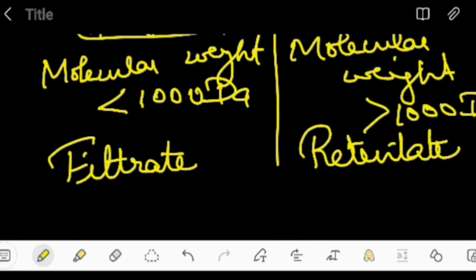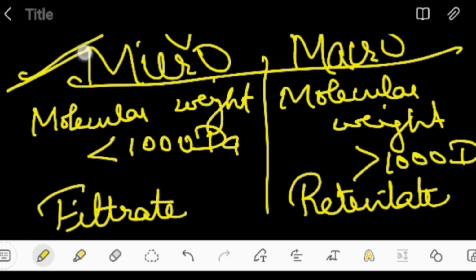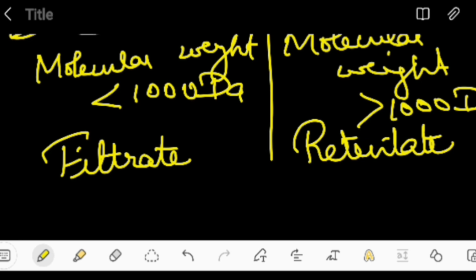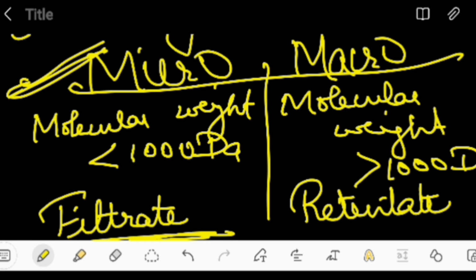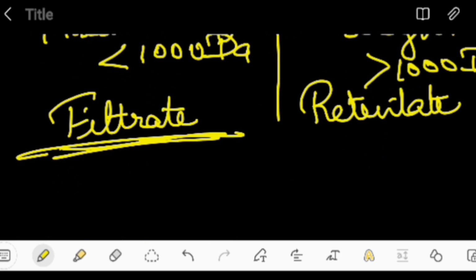So a substance which is of less weight will mix with the acid and will pass through the filter. Which is less weight? Micromolecule is less weight. So it will pass through the filter. That's why it is known as filtrate. Now what is retentate? Which retains back, which stays back. That is acid insoluble.